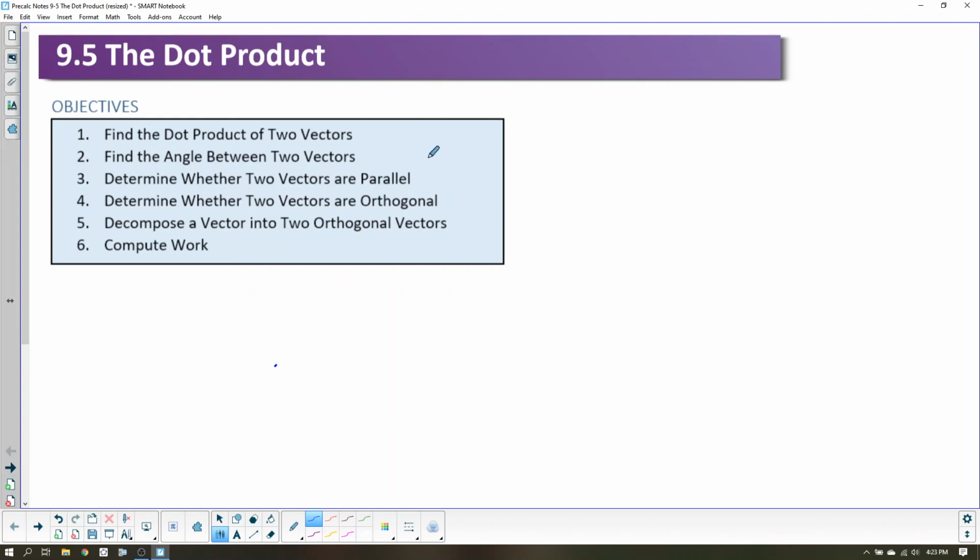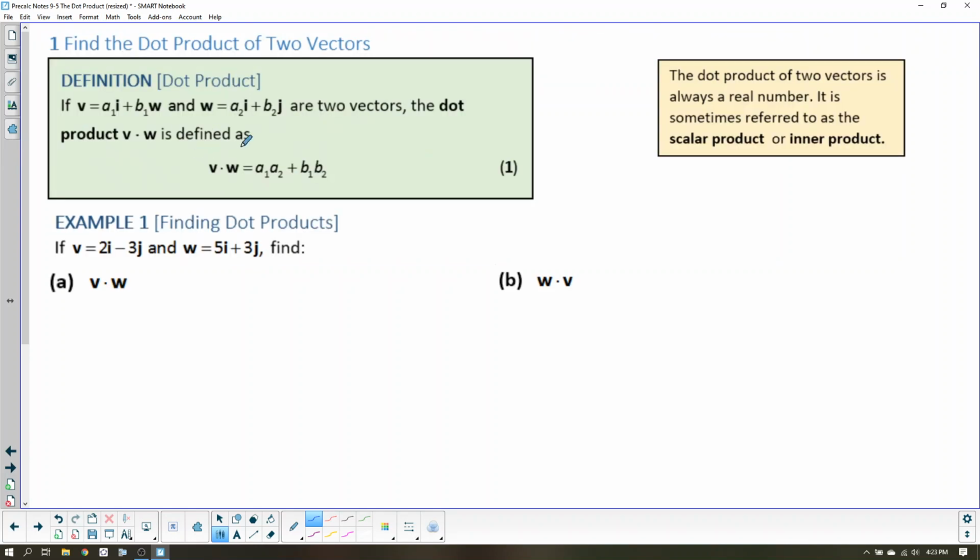So this is a pretty big section, so buckle up. This one is probably going to take a little bit longer. So let's start with the dot product. So suppose we have two vectors. The vector v has a horizontal component of a1 and a vertical component of b1. And I see right here there's a typo. This should be a j. Hopefully that's already fixed in your notes. It looks like it is. Okay, w is the vector then a2 for the horizontal component and b2 for the vertical component.